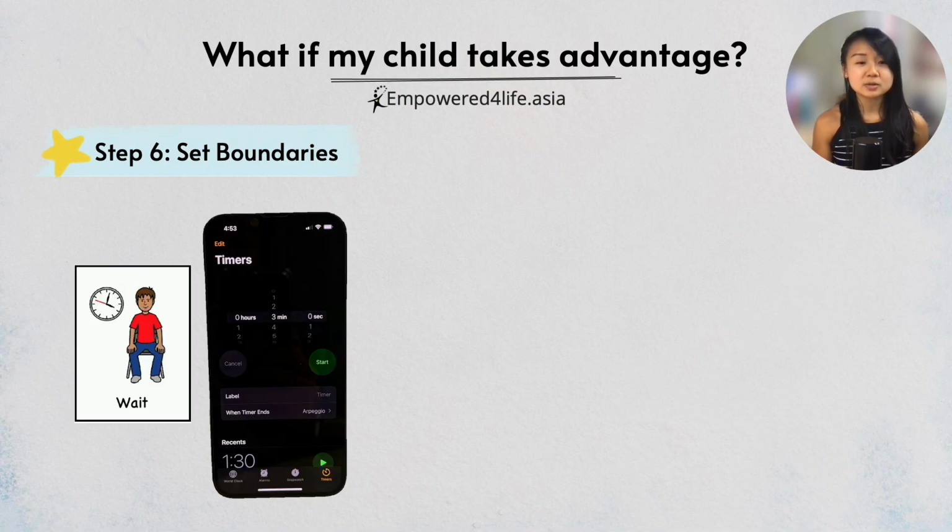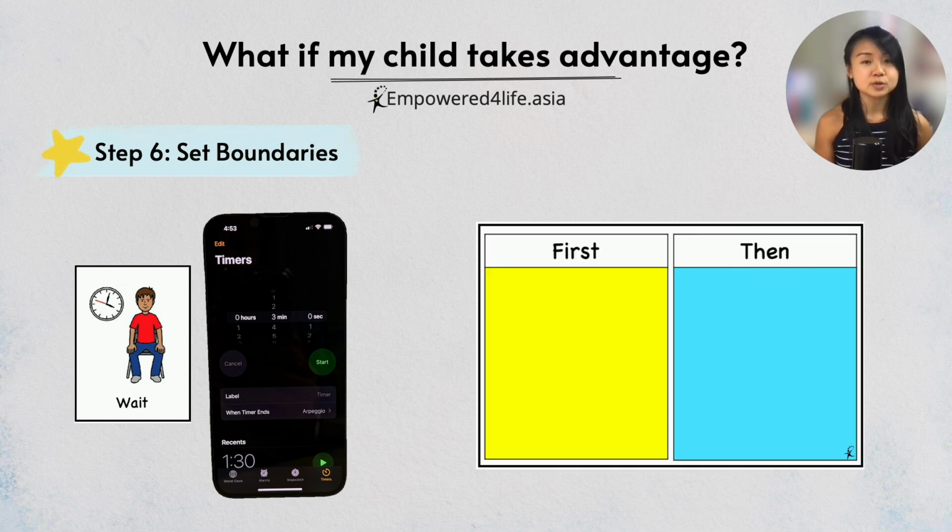Setting boundaries would look like teaching no or wait the right way. So waiting can look like, okay, you need to wait for 3 minutes before you can get this item. Or let's say, oh, you need to wait for mommy to finish showering, then you can get the item that you requested. You could also use the first-then principle to guide your child to understand, okay, first you need to do this, then you can go for your toilet break. First, you need to finish this task, then you can do this.